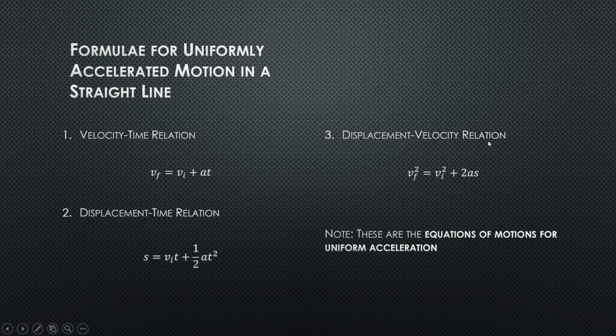The displacement-velocity relation is the third equation. The square of the final velocity is equal to the square of the initial velocity plus twice the product of acceleration and displacement. Again, this is the final velocity v sub f, initial velocity, acceleration, and displacement. Reminder again, these are the equations of motion for uniform acceleration in a straight line.